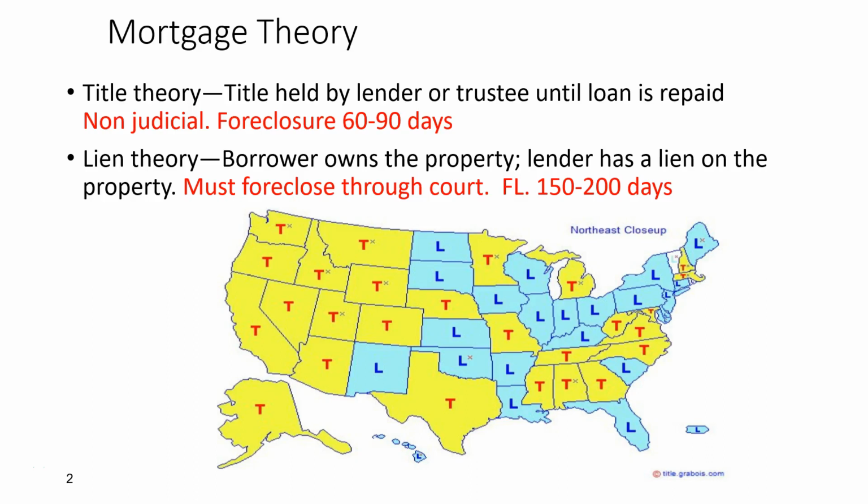This means that they are a non-judicial state, and foreclosure can take between 60 and 90 days. When the owner has made all the payments on the mortgage, or when they come up with a lump sum to close it off, they will receive the title. In lien theory states, which Florida is, the borrower actually owns the property and gets the deed, but the lender has a lien on the property and the lender must foreclose through the court. This is a longer process, depending on court schedule, 150 to 200 days.